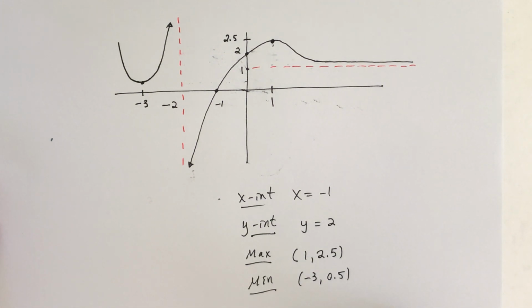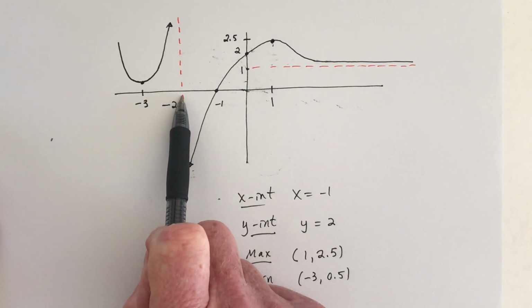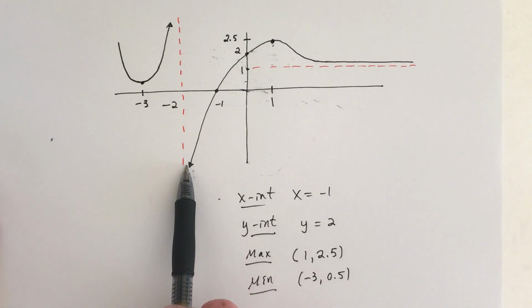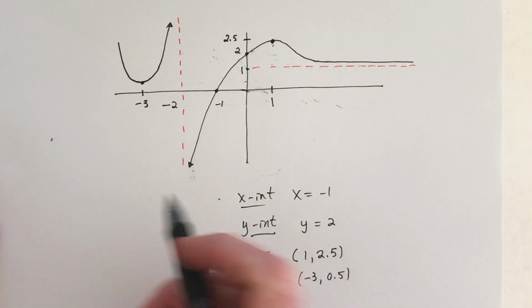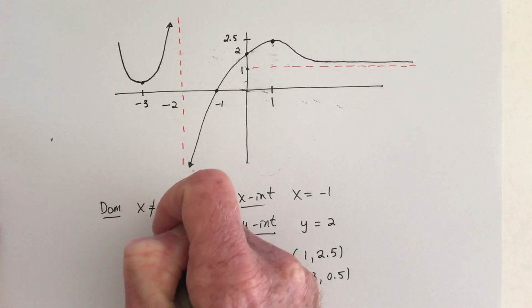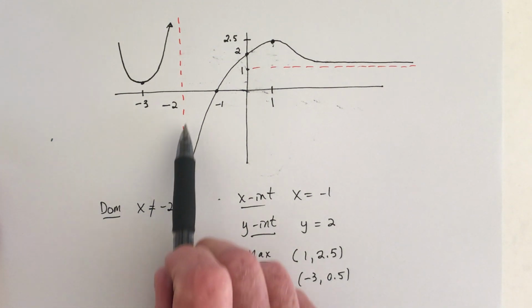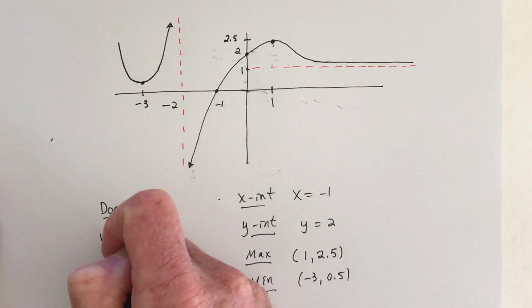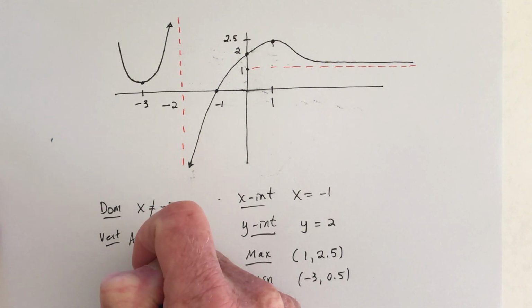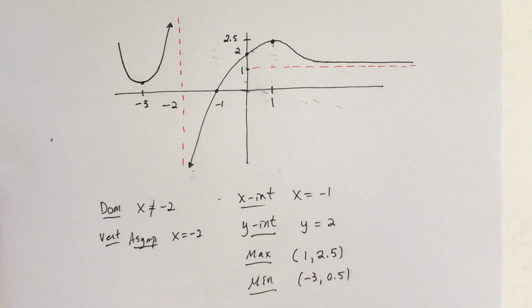Then we're also going to find out the domain, and that's the possible x values. So right here, the function is undefined with that red asymptote. And so the domain would be everything except -2. And also there's a vertical asymptote. So vertical asymptote at x equals -2. So this is saying the function is undefined, so you can't have x equals -2.